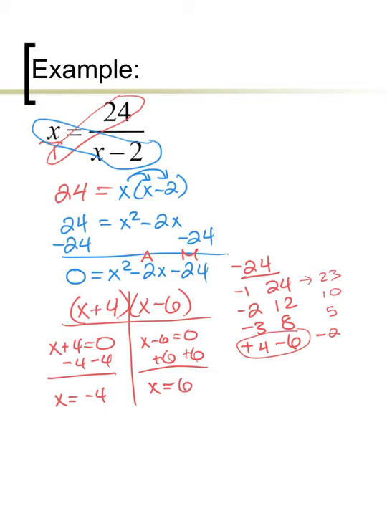I get 6 here. Again, check your two answers in the denominator of the original problem. Over here, negative 4 minus 2, that gives me negative 6. And 6 minus 2 gives me 4. Since I don't get a 0 in the denominator, both of these are valid answers.